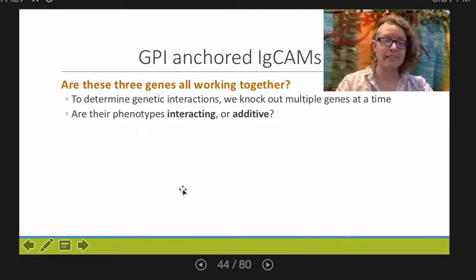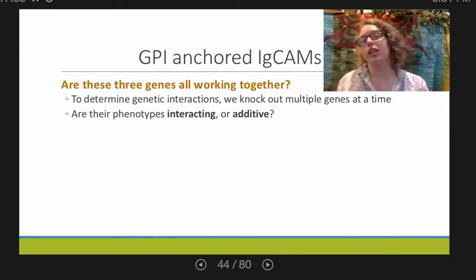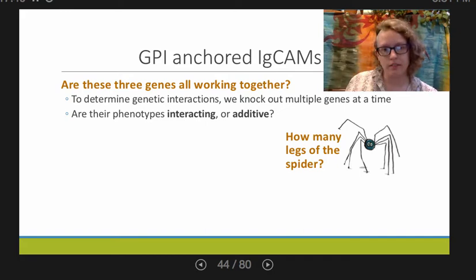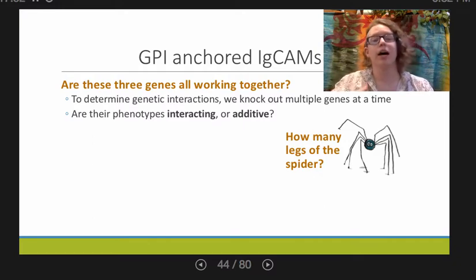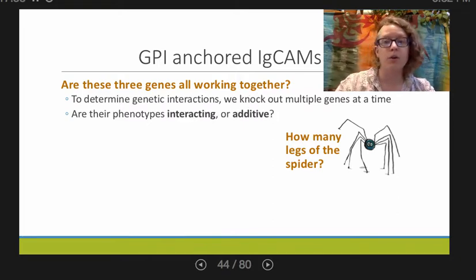Okay, so the next logical question is, are these three genes working together? Are we getting essentially three different pieces of the same leg? Or do we have three different unique legs, three different ways to keep AVG in the correct place? And the way we answer that question is by figuring out if the phenotypes are interacting or additive.